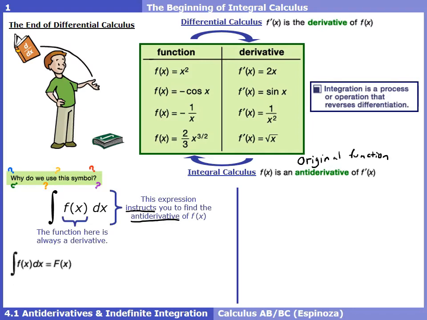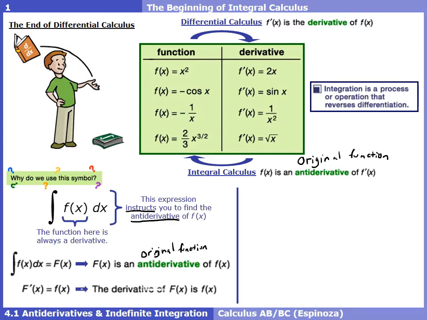If I were to write this symbol, f of x dx, and I told you that was equal to big F, we would know that big F is the antiderivative, or again, the original function of f of x. So again, be careful with these new notations. Big F is the original function, or the antiderivative, of little f. What would it mean if we took the derivative of big F? Well, if we took the derivative of big F, that would get us back to f of x. The derivative of big F is little f.